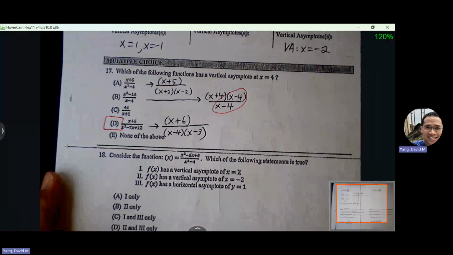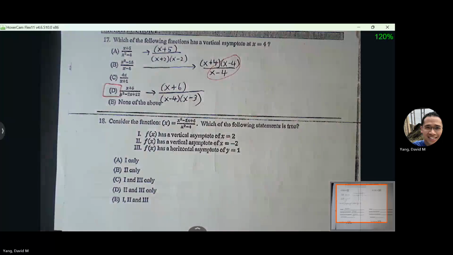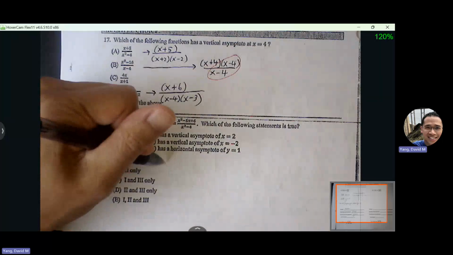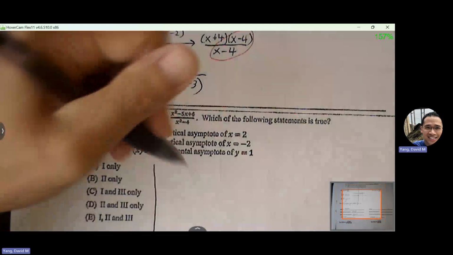Try 18. If it helps, factor everything out first, and then it's easier to make your conclusion about what's true about the function.